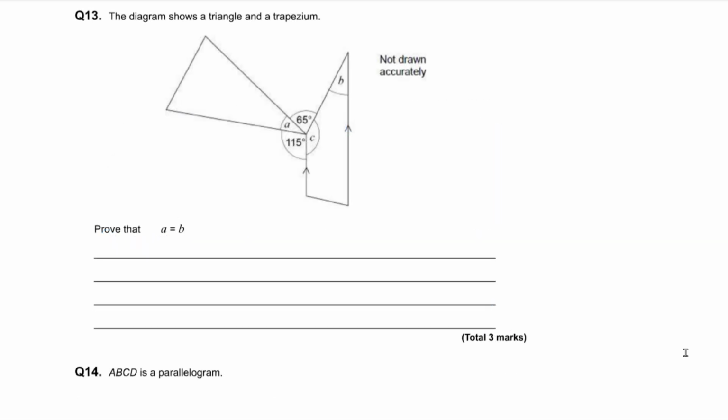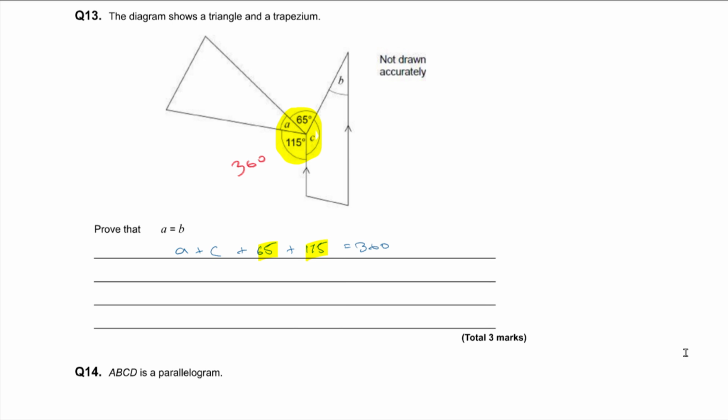Question 13, the diagram shows a triangle and a trapezium. Prove that A is equal to B. Okay, interesting question. So we've got angles at a point here, haven't we? So we know that these add up to 360 degrees. So then I can say that A plus C plus 65 plus 115 is equal to 360. Adding 65 and 115, that adds up to 180, doesn't it?